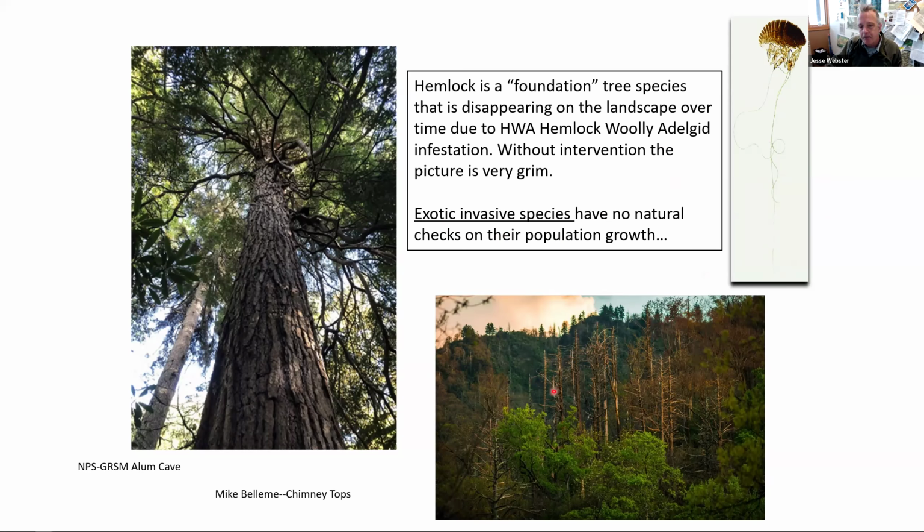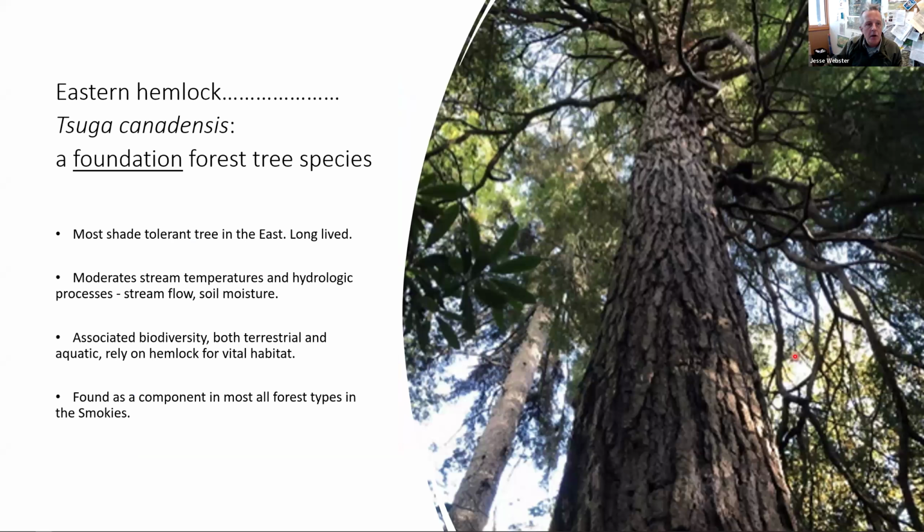And this is a photo from the Chimney Tops area in the Smokies after the first initial wave of Adelgid came through. So, old growth forest, right? Also, it's the most shade tolerant tree in the east, the most shade tolerant conifer. Most people are familiar with pines. We only have 5 pine species, but they're on drier, sandier slopes. But these hemlocks, we know, moderate extreme temperatures and hydrologic processes as well. Soil moisture is key. And they've got their associated biodiversity, terrestrial and aquatic. And we know that we're going to be losing that.